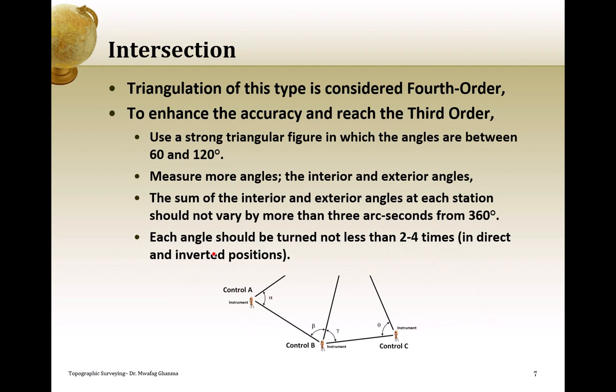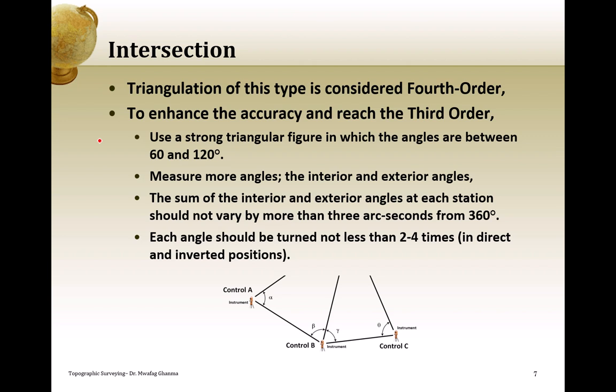Now about the order of the surveying, in case we are doing the horizontal control using intersection, it is considered as 4th order. Are we going to enhance it? Yes, we can enhance the accuracy of the solution from 4th order to 3rd order by doing a couple of things. First of all, when we select the point, we will keep the figures with angles between 60 and 120. We want to avoid very big angles or very small angles.